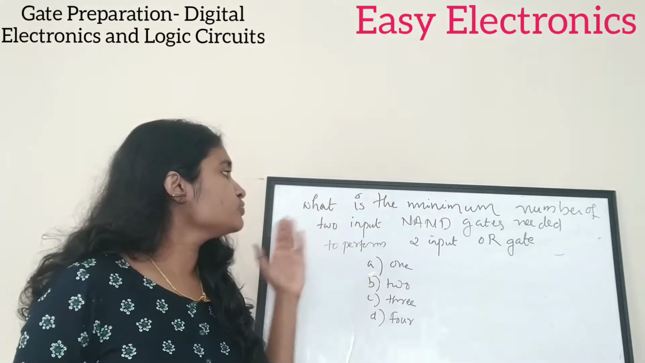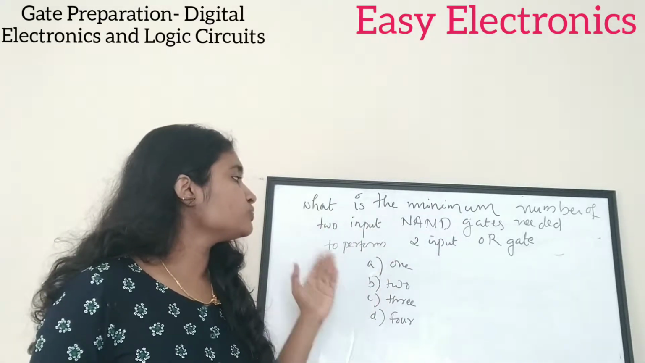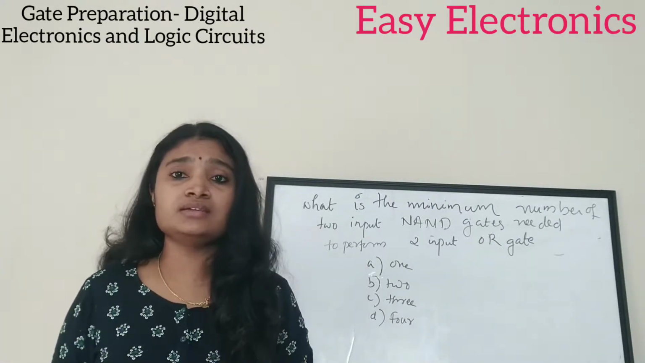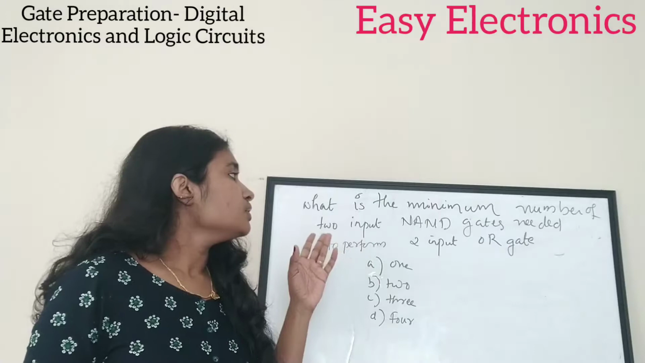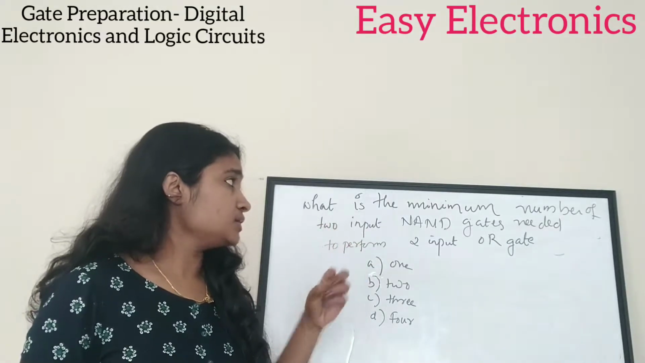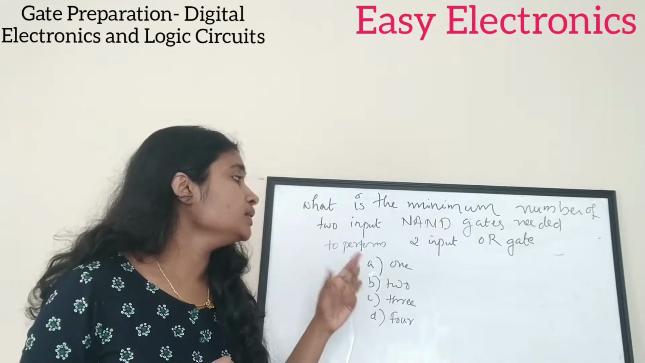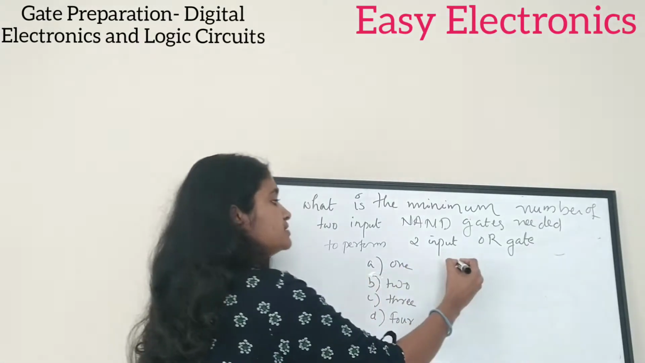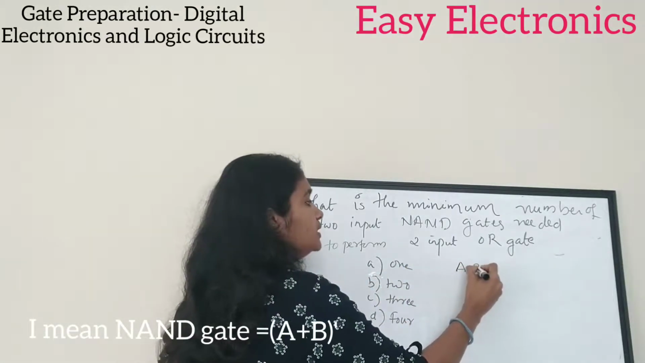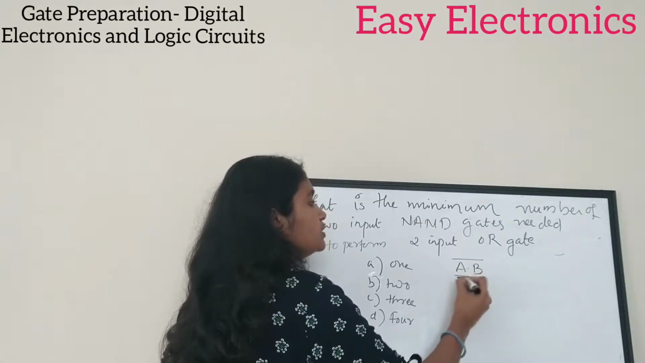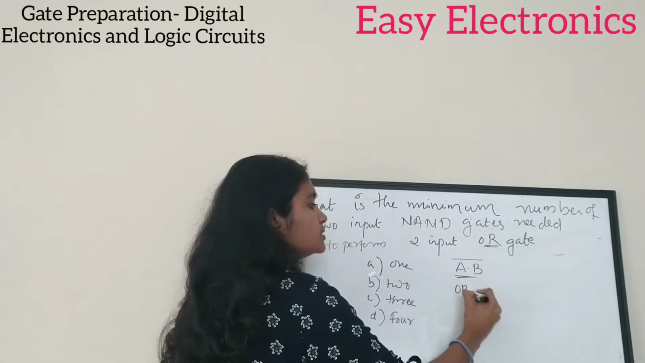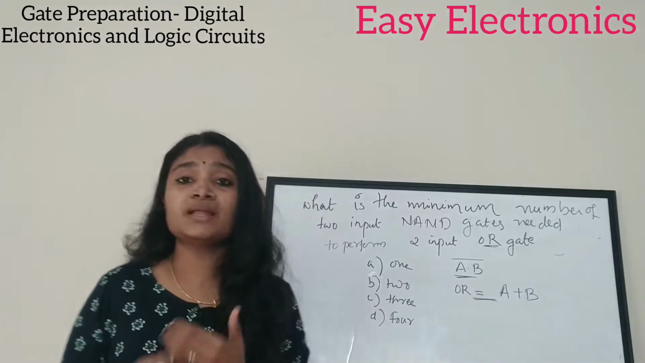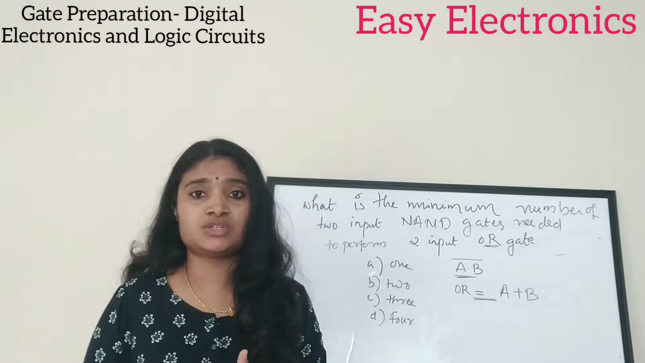What is the minimum number of 2 input NAND gates needed to perform a 2 input OR gate? So you can realize an OR gate or any gate with the help of NAND gates. So how many minimum NAND gates are required to create an OR gate? You know a NAND gate is (A dot B) whole bar, and you have to create an OR gate, which is A plus B. So you have to form A plus B using NAND gate realization.